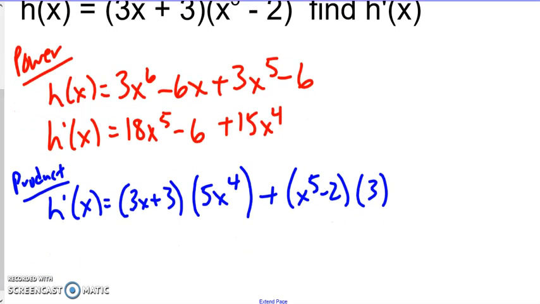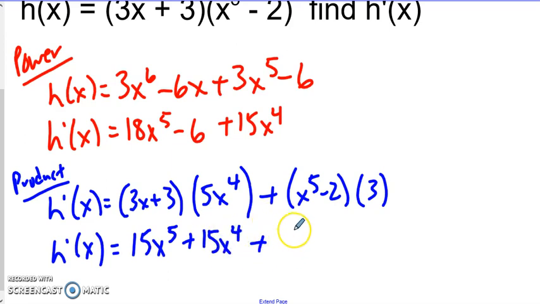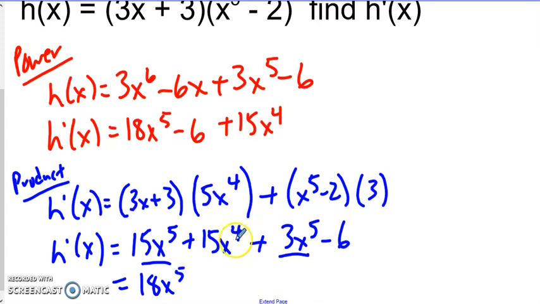Now they obviously look different, so if I wanted to simplify to see if they actually match, I can go ahead and distribute. Let's check this. So we have 15x to the 5th plus 15x to the 4th plus 3x to the 5th minus 6. And you can see when we combine these terms, we will get exactly 18x to the 5th. It's written in a little bit different order, but I'll write it as we have it above. We get exactly the same thing.